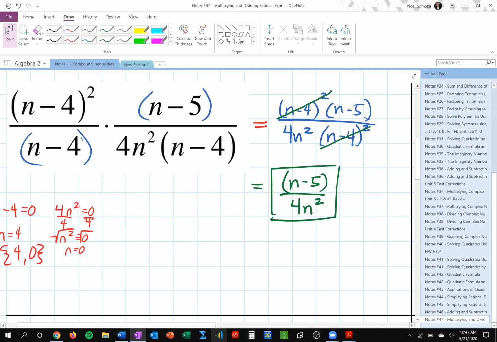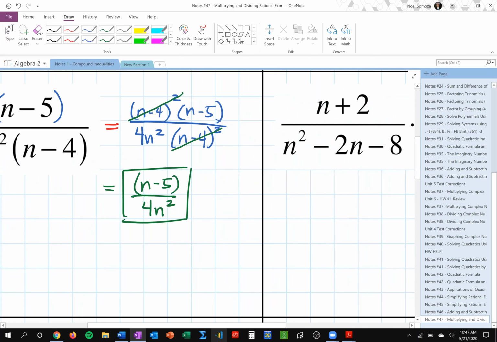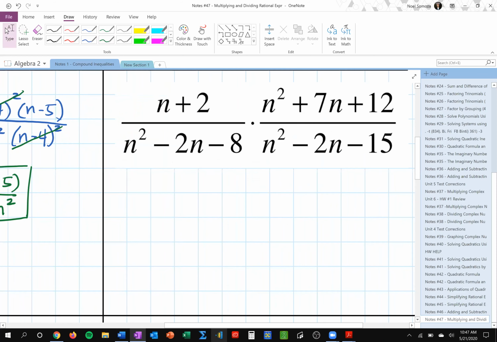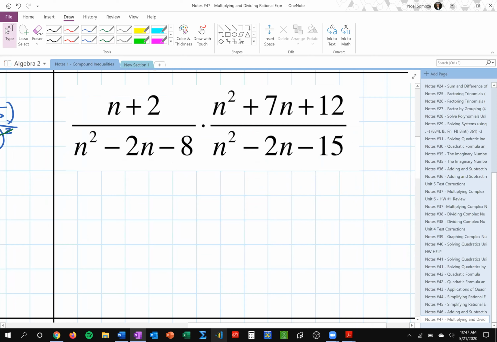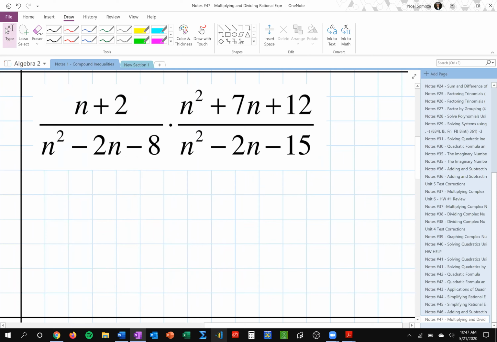All right, so let's move on now. That one was pretty easy, nice and fun. All right, let's take a look at the next one. Okay, right. So this is where, if somebody jumps on and tries to do a problem without watching the lesson, they're probably going to try to FOIL this stuff out, right? And it's going to be a huge mess, and it's not necessary.